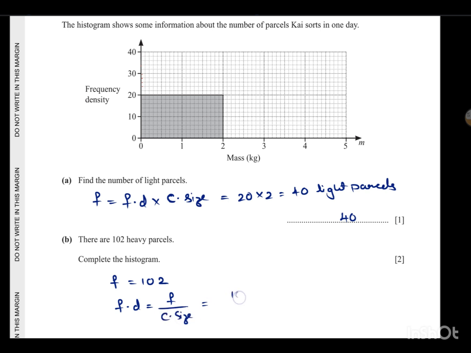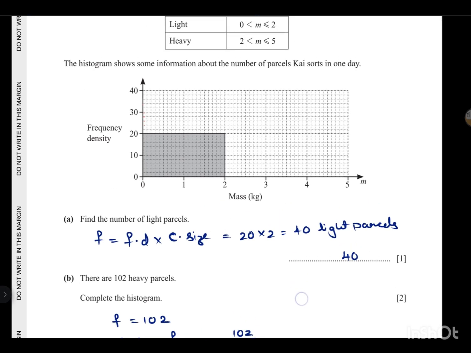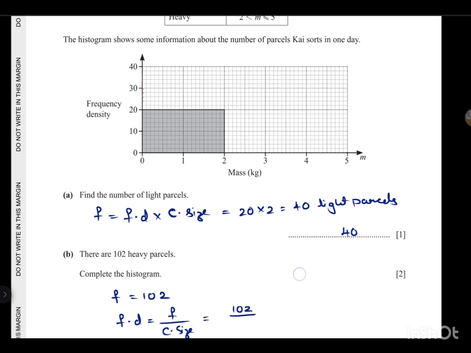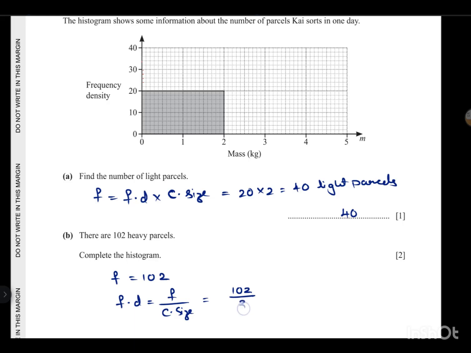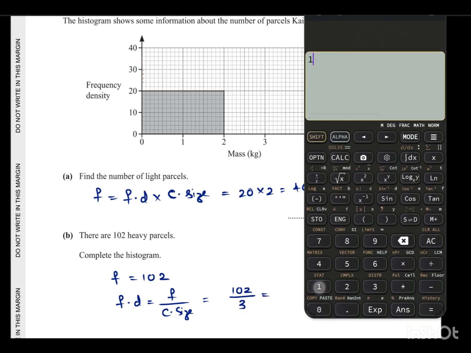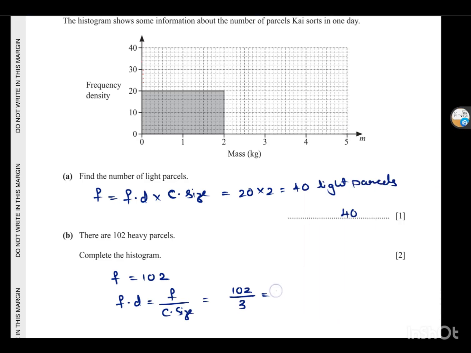So frequency is 102. Class size is, just see here in the table, 2 to 5, that is 3. Find out that 102 divided by 3 is 34. So 34 is the frequency density here. So what is the frequency density? 34. So check where is 34 here.